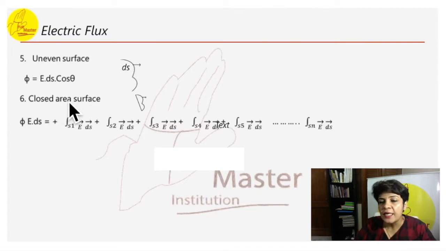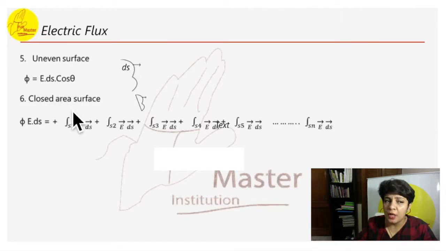In case it is an uneven surface, that is, geometrically the area formula is not known, then we will take a small part as ds and integrate over the complete surface. So instead of writing A, we will take a small part ds, if we do not know the formula of the area. So we are going to write E dot ds cos theta.